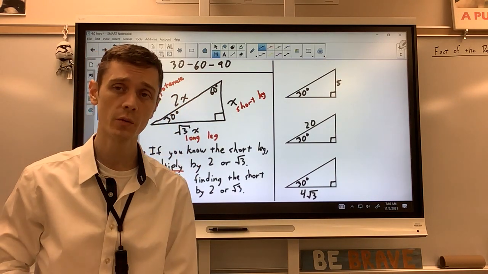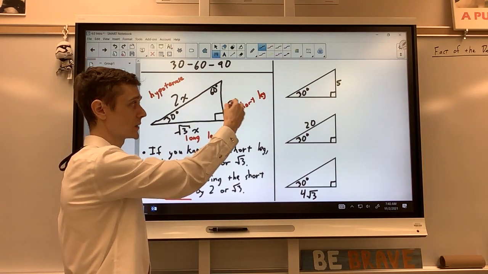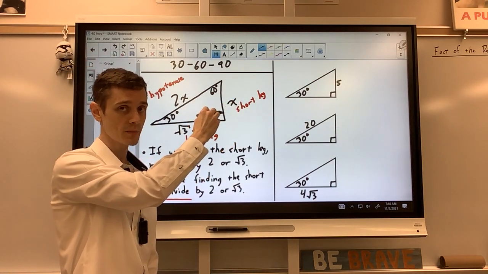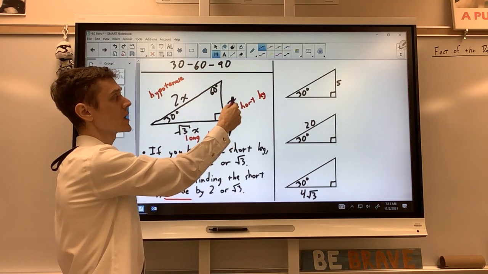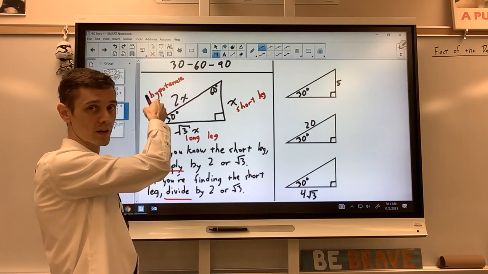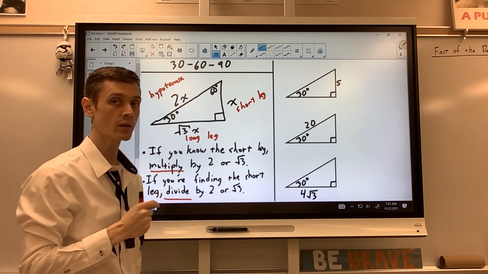Now this time our ratio is a little bit different to go from one side to the next. The best thing to do is to start with the short leg. So if they gave you the short leg, awesome. If they didn't, I recommend finding that first. And then whatever this number is, you're going to multiply it by 2 to find the hypotenuse, or you're going to multiply it by square root of 3 to find the long leg.